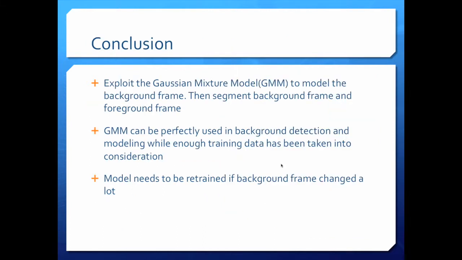So the conclusion of this project: it exploits the Gaussian mixture model to model the background frame, then segments the background frame and the foreground frame. The Gaussian mixture model can be perfectly used in background detection and modeling, while enough training data has been taken into consideration. Yet the model needs to be retrained if the background frame changes a lot.